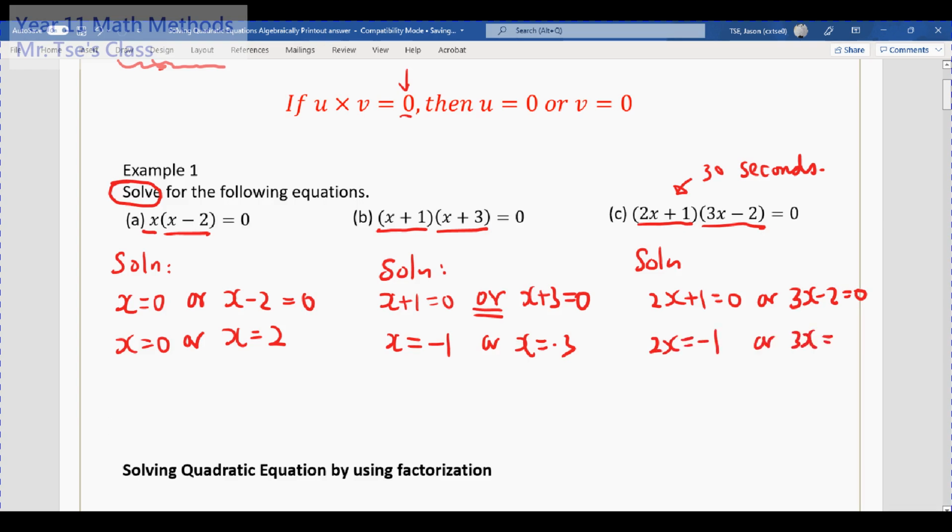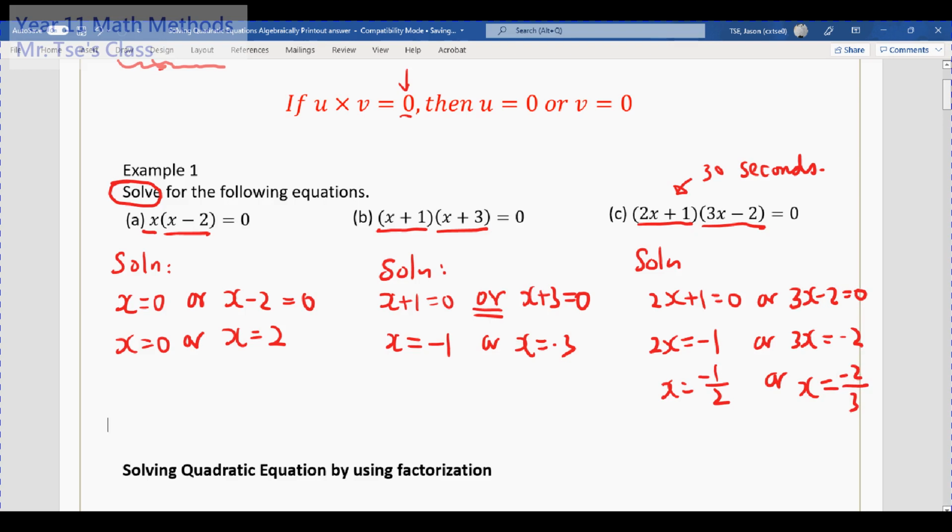First, you need to transpose the number plus 1 and the number minus 2 to the right hand side. I hope you still remember why we need to do so. You always transpose the number which is further away from x first. Alright, and the last step is just to divide that number to the right hand side. So you have two solutions.